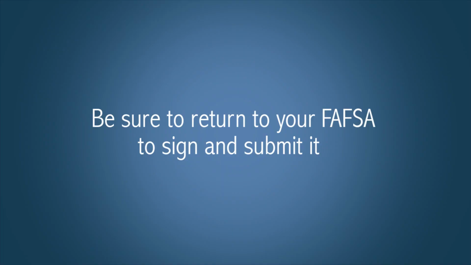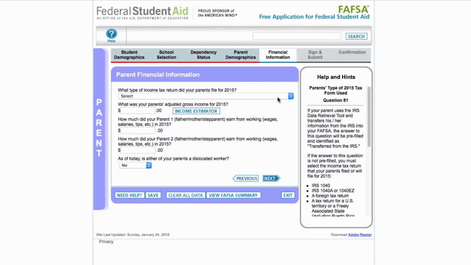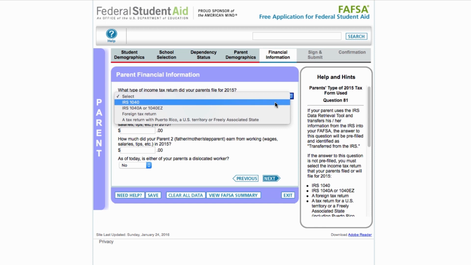Please note that it is very important that you return to your FAFSA application to sign and submit it after using the IRS data retrieval tool. It's as simple as that. Questions that are populated with IRS data will be flagged as transferred from the IRS. If you are selected for verification, your school may choose to use IRS data for verification purposes in lieu of a tax transcript.